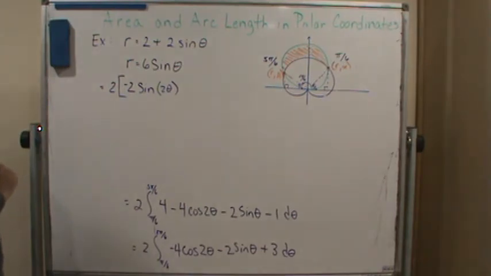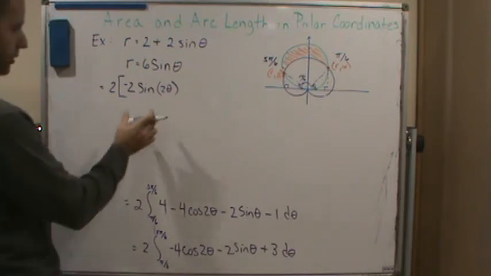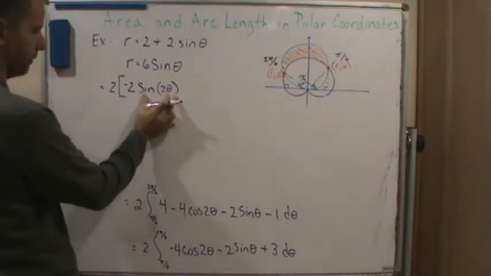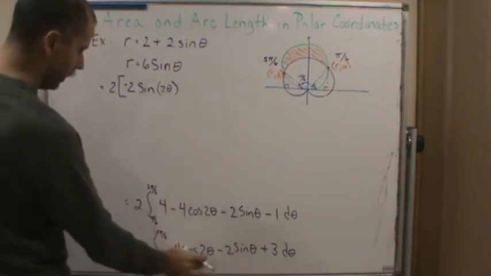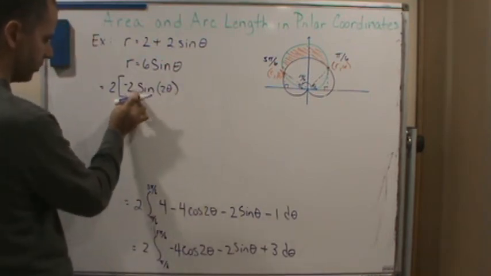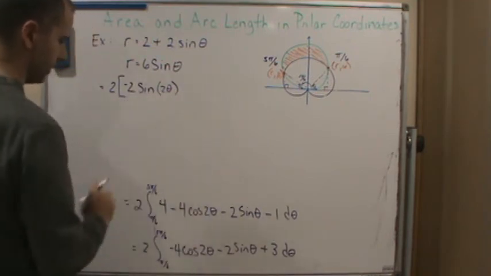Okay? And again, if you don't believe me, just take the derivative of this, right? The derivative of sine is cosine times the derivative of the inside, which is 2. So we get negative 4 times cosine 2 theta.